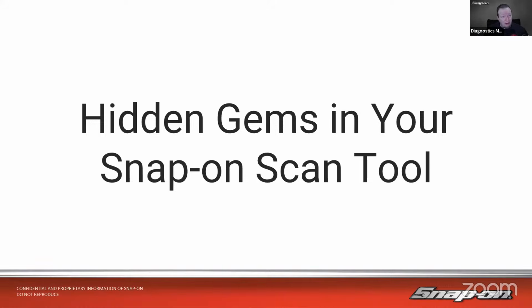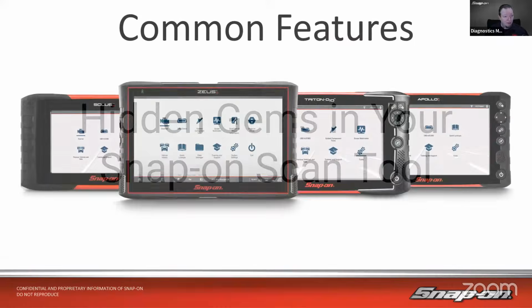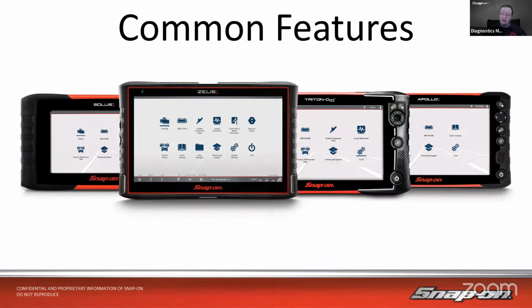Maybe there's some things you forgot were there. Maybe there's some things you never even knew that were there. So we're going to talk through all of that. So first segment is going to be the common features. So this would be common across pretty much all our tools. Any of our current tools that can currently be updated, let's put it that way.